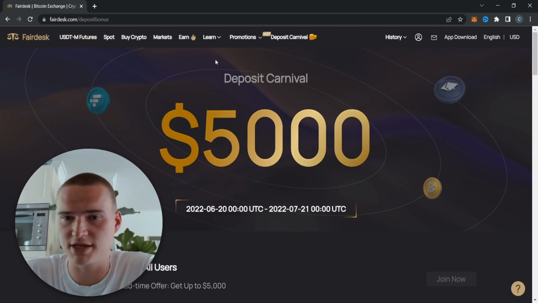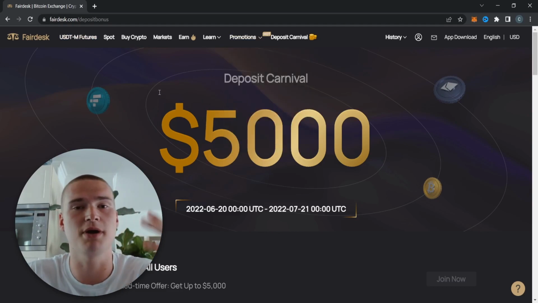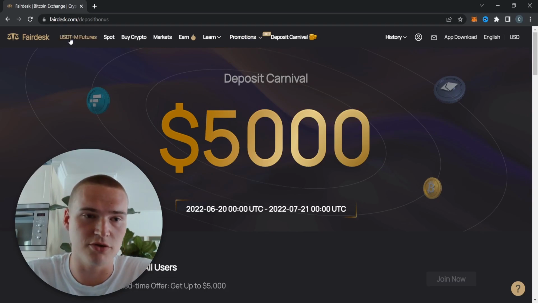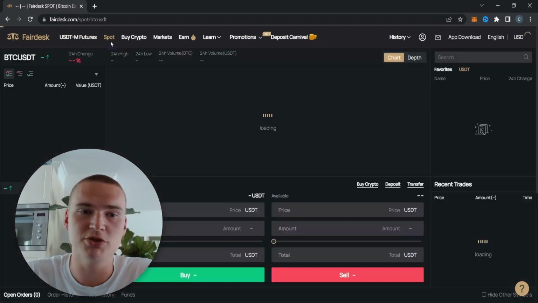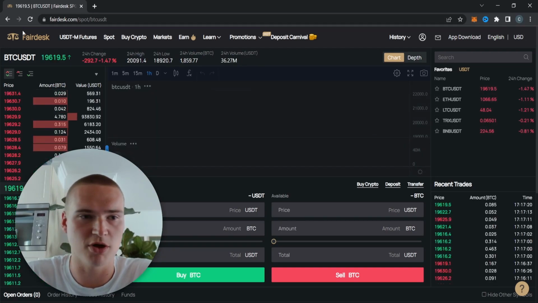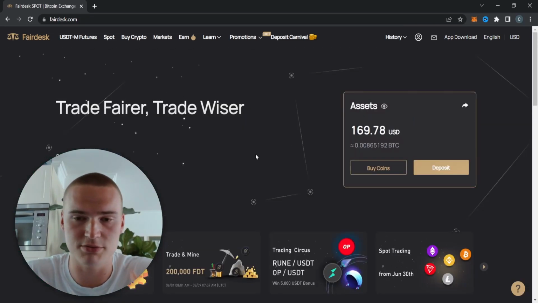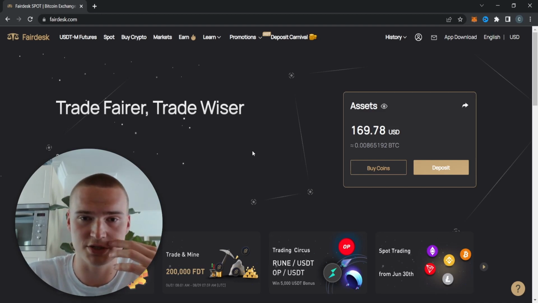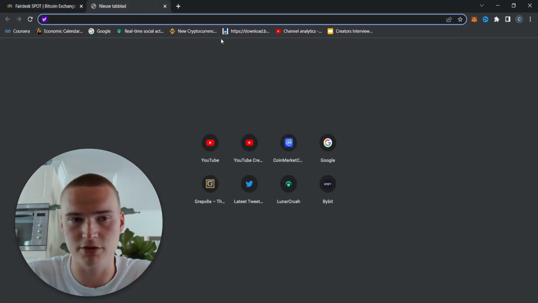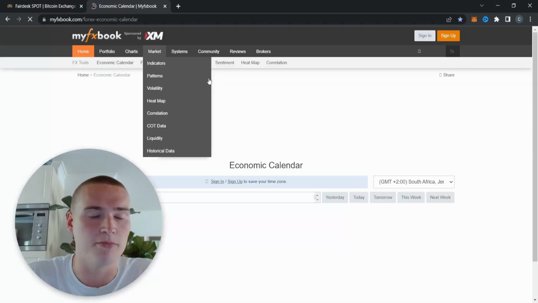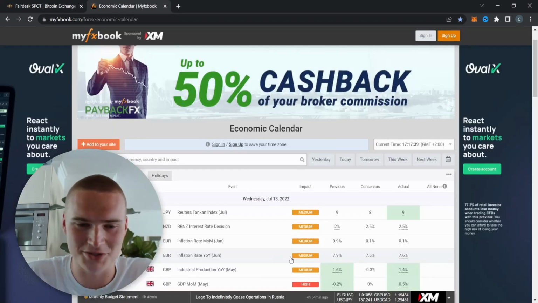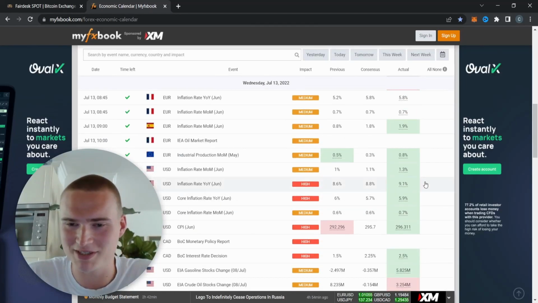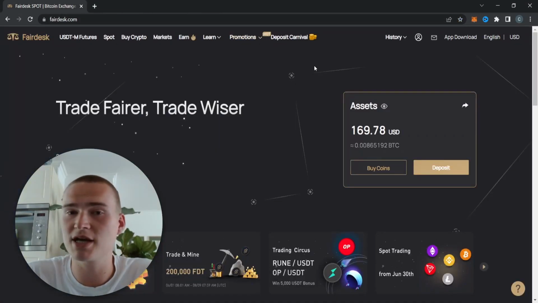So first of all, Fairdesk is a crypto exchange. It's mainly based around trading, so USDT futures, but you also have a spot market, which is relatively small until now, but still it is right there. As you can see, I have some money on this exchange too. I use it for trading sometimes too, like today when I used it to trade the inflation rate numbers. Also made some money off of that, but obviously very risky. So let's get right into it.